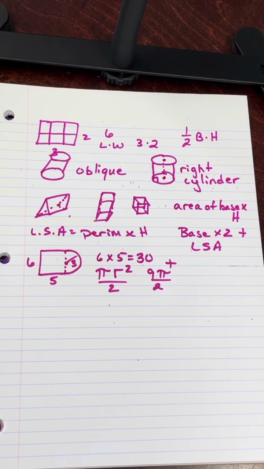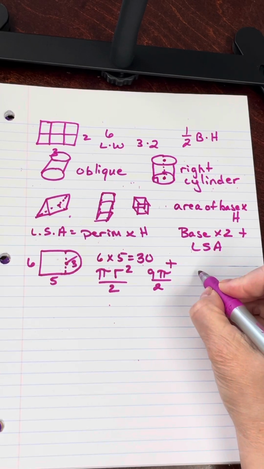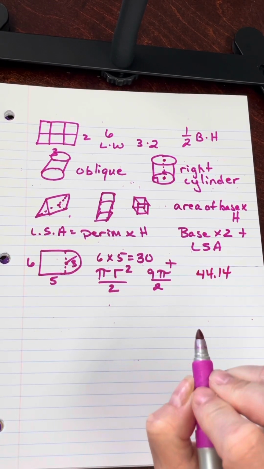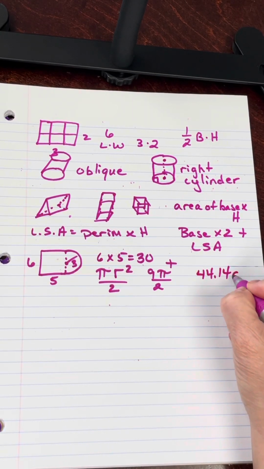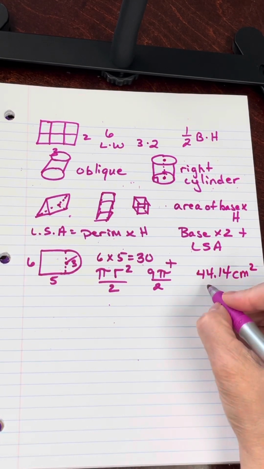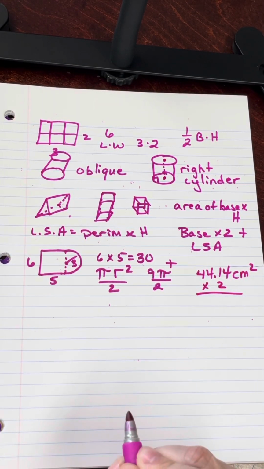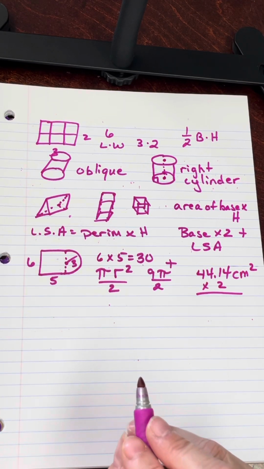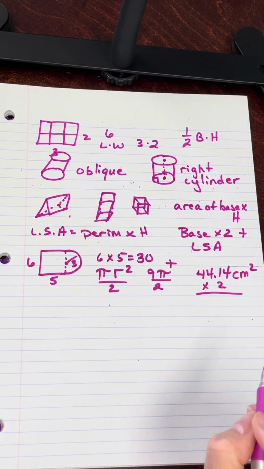And just for numbers' sake here, when they did that addition, they got 44.14, and you'll want to practice that on your calculator. Centimeters squared, again, everything in area is whatever the unit is squared. And we're going to multiply that by 2, and they did not give you that number yet that I see. Okay, and again, now let's move on to the lateral.